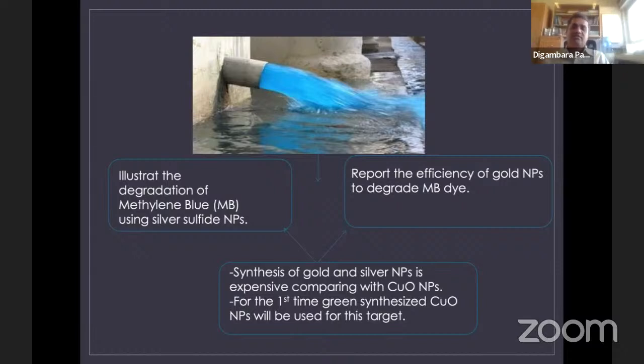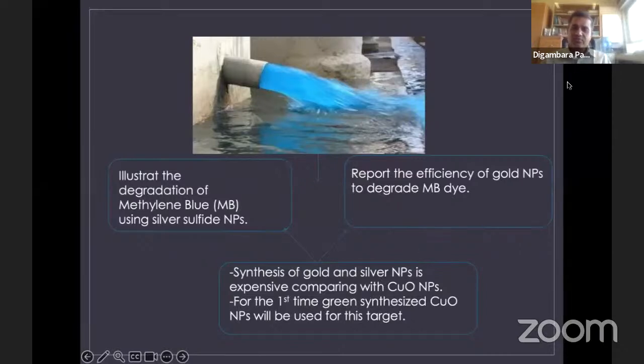So one of the challenges is to develop a better catalyst for degradation of methylene blue. I think this is a very demanding problem in chemistry and chemical engineering. Many people work on methylene blue. Normally gold and silver can be used, but these are, as you know, very expensive materials. So we use a curcumin-conjugated copper oxide nanoparticles.